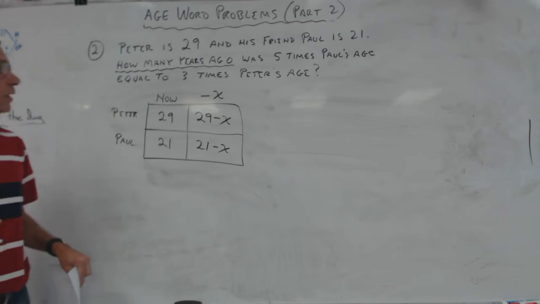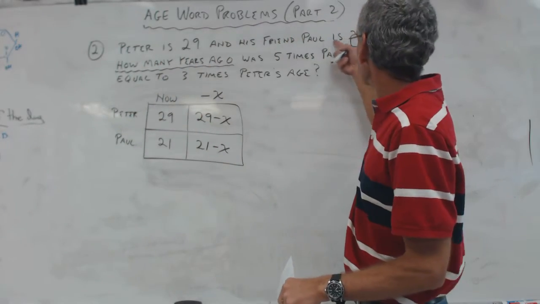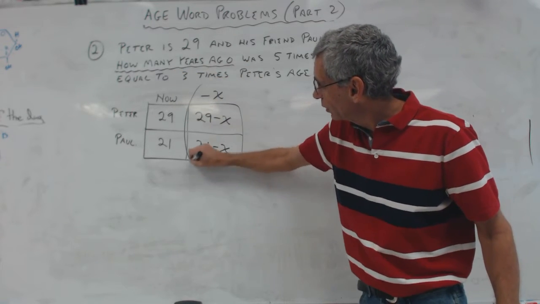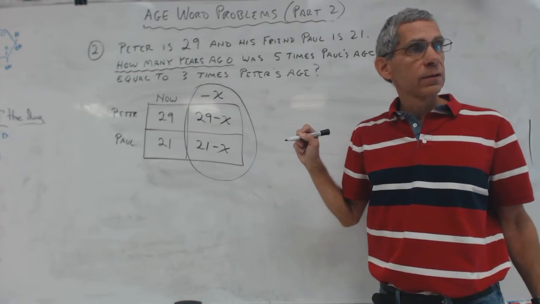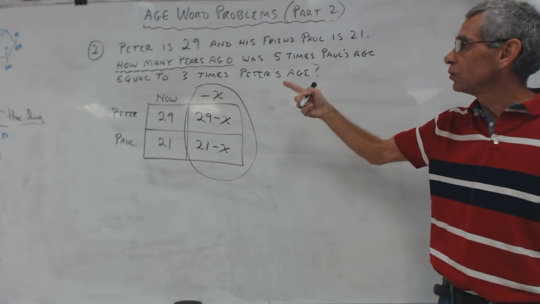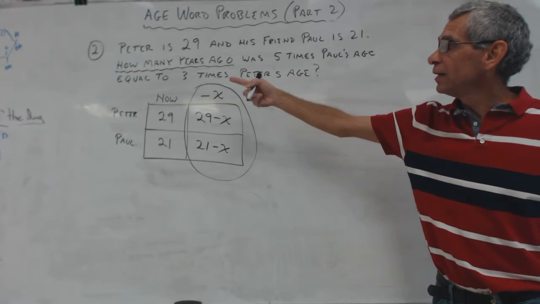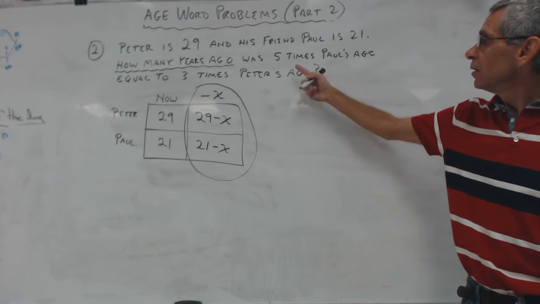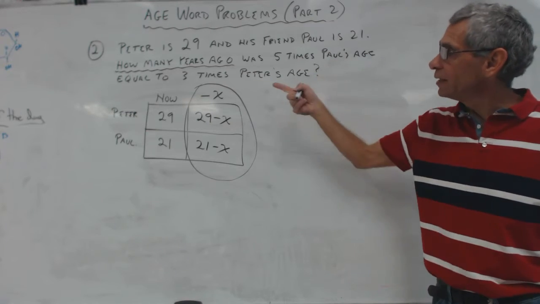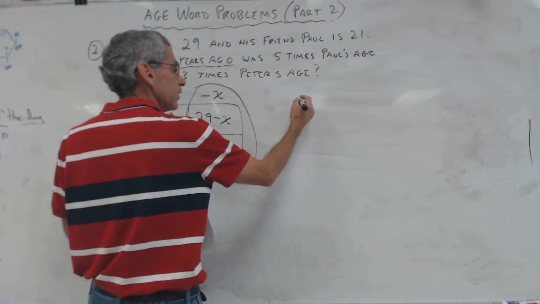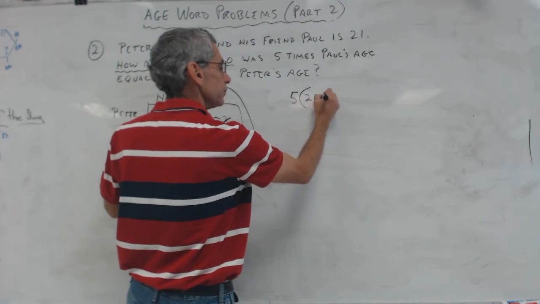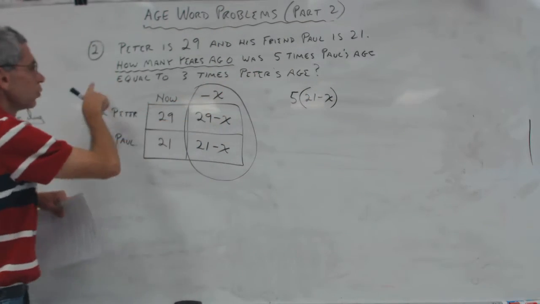All right. So we finished the first sentence. That's all done. So we have to now do the second sentence. It says how many years ago? That means I'm going to have to use the minus X column, right? And then I'm going to change this into a statement. 5 times Paul's age was equal to 3 times Peter's age. So I'm going to put the was right here, was equal to. 5 times Paul's age. How do I do 5 times? 5 by parenthesis, what's Paul's age? 21 minus X. Okay, it says 5 times Paul's age was equal to.